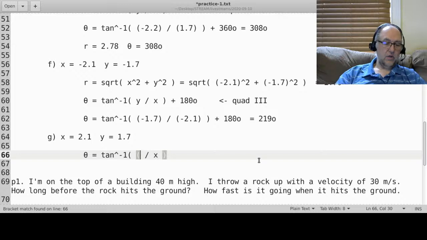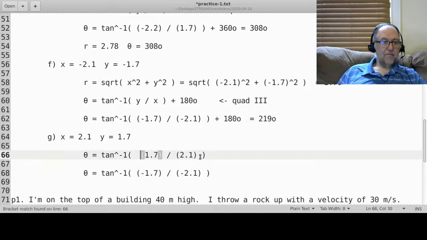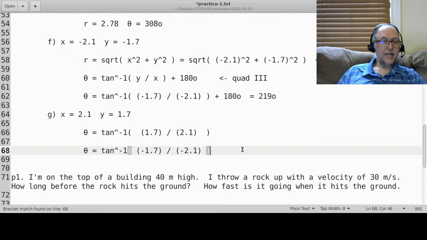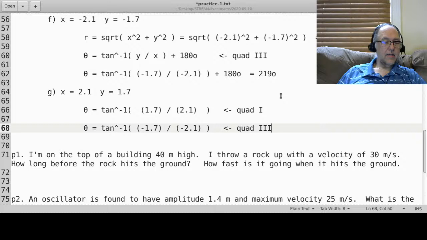So the y value is in the numerator, so 1.7 divided by the x value, which was 2.1, like that. Okay. Now you're going to get a value for that. I'm not even going to worry about that value. Okay, let's compare that with this one without the 180 in there. What are you going to get from the top one compared to the bottom one? You're going to get the exact same value, why? So this one is in quadrant 1. This one is in quadrant 3. And yet, they both give you the exact same value for theta, why?